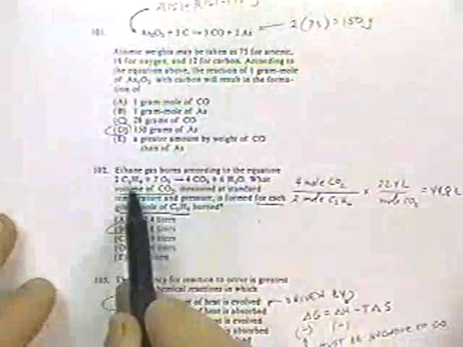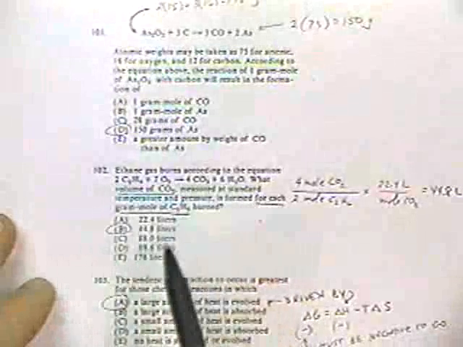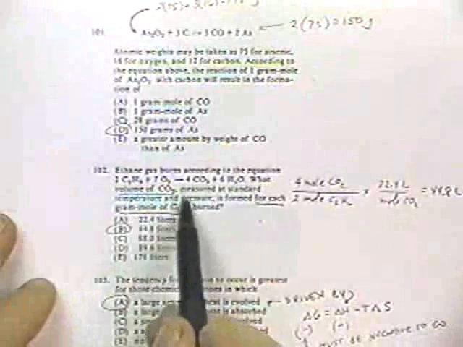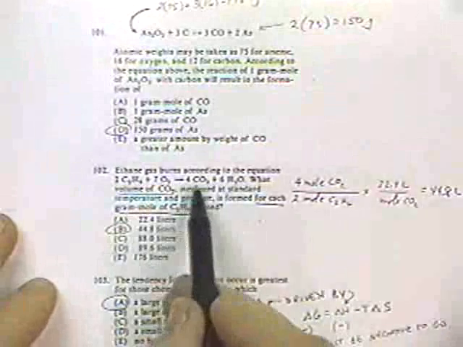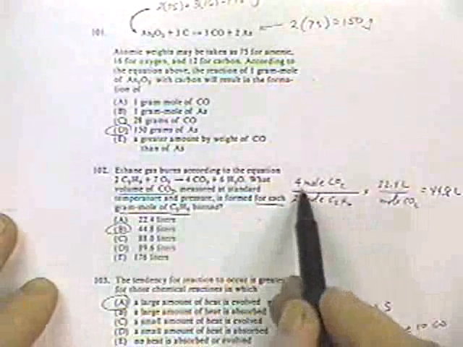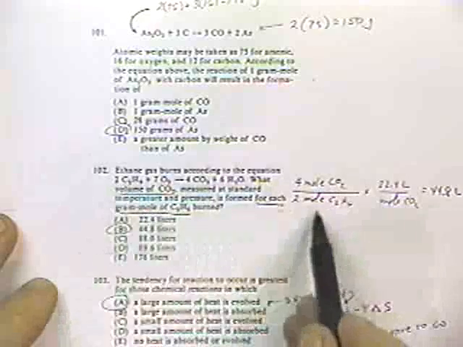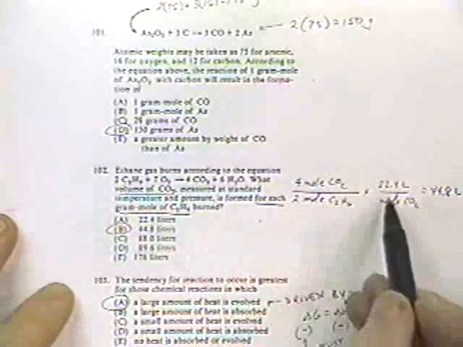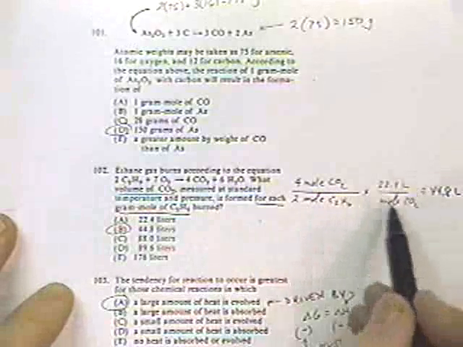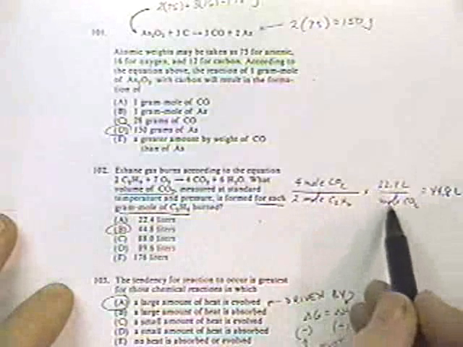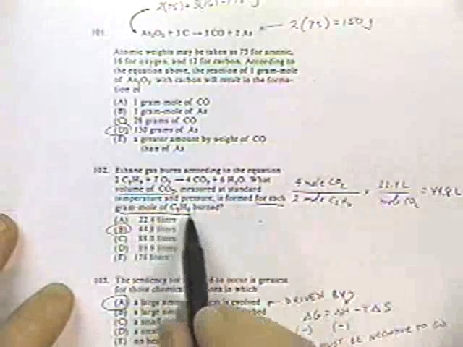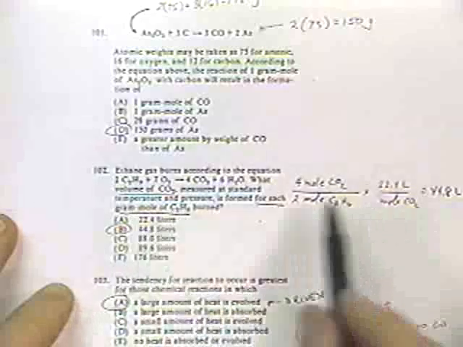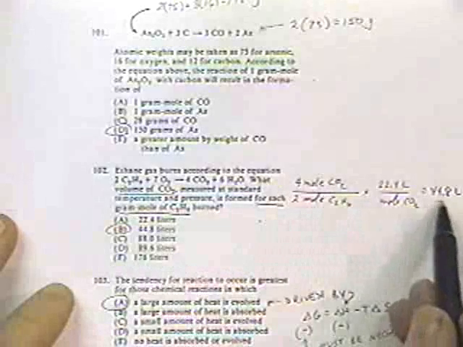Here we have ethane burning. This is the balanced reaction. What volume of carbon dioxide measured at STP is formed for each gram mole of methane burned? Well, if you look at the stoichiometry, there's 4 moles of carbon dioxide per 2 moles of methane, or of ethane. According to STP, there's 22.4 liters per gram mole of anything, in this case CO2. And so if we burned 1 gram mole of methane, we'd end up with 2 gram moles of carbon dioxide, which would occupy 44.8 liters.